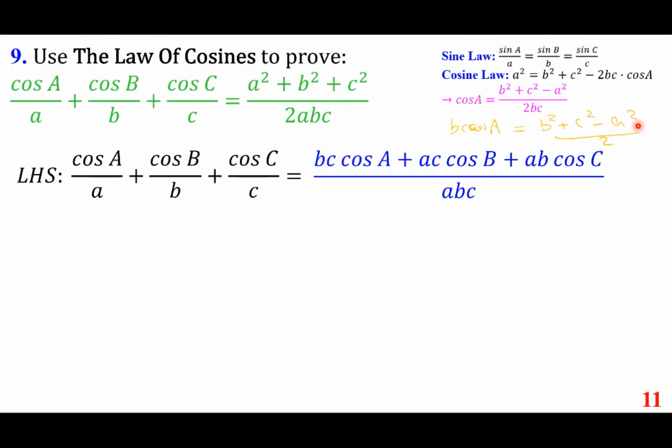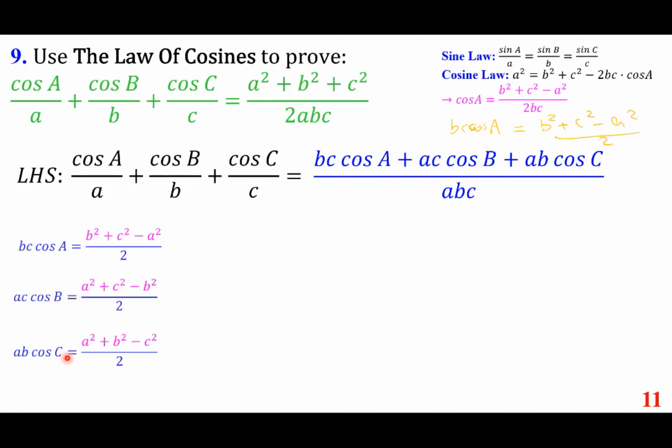And when I do that, that creates 2 down here. Because when I do that for this one, let's see what happens now, compare and contrast. BC cosine A is this, right? AC cosine B is A squared plus C squared minus B squared over 2. And AB cosine C is A squared plus B squared minus C squared over 2. So when we put those in the numerator, they all have a common denominator of 2. So you can put that as the denominator part of ABC.